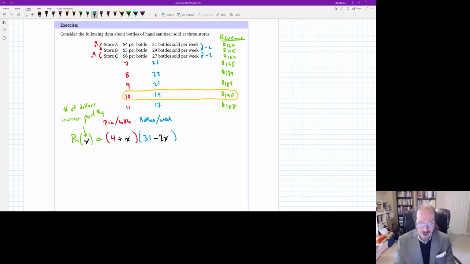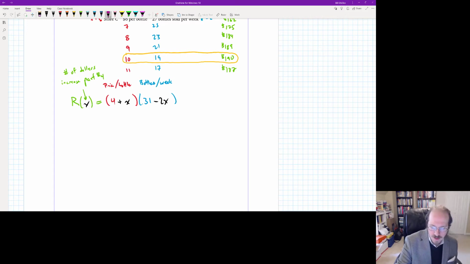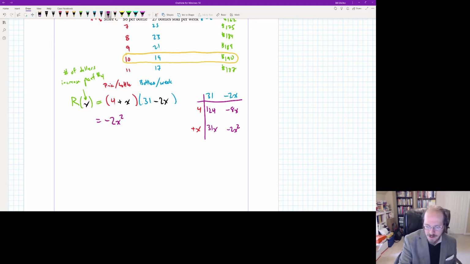So this is a quadratic function. And to see why it's a quadratic function, we can go ahead and multiply this out. So we'll do 4 plus x, and we'll multiply that by 31 minus 2x. And let's see what we get. 31 times 4 is going to be 124. We did that earlier. 4 times negative 2x is negative 8x. 31 times x is 31x. And x times negative 2x is going to be negative 2x squared. So another way to look at this would be negative 2x squared, 31 minus 8, that's going to be plus 23x, and then plus 124. Okay, so that is a quadratic equation that describes our revenue as a function of how much we raise our price by.